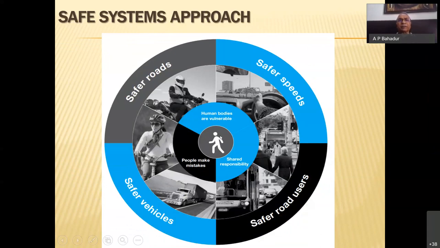So when we talk of safe road infrastructure, at the center of our thinking and planning and designing should be the human. And we should also recognize that the human body is vulnerable. Vulnerable means that he is prone to injuries, etc. So how do you do it? The systems approach implies that you design safer roads, you have safer vehicles, then of course the user also has to have some basics to use the road safely and follow certain rules which are for his own good, and then to have a safer speed. So speed is a very important factor in the design of a safe road.